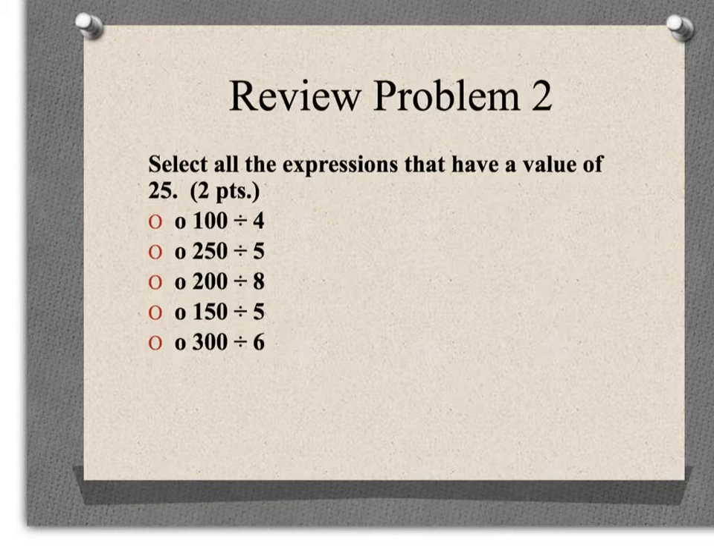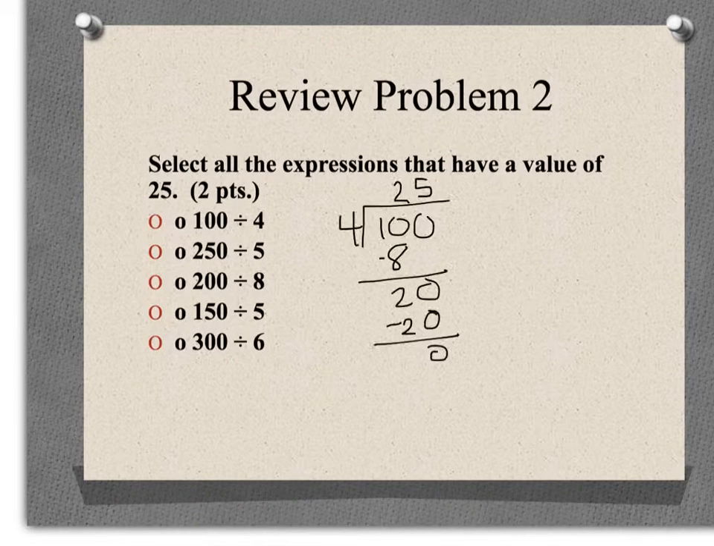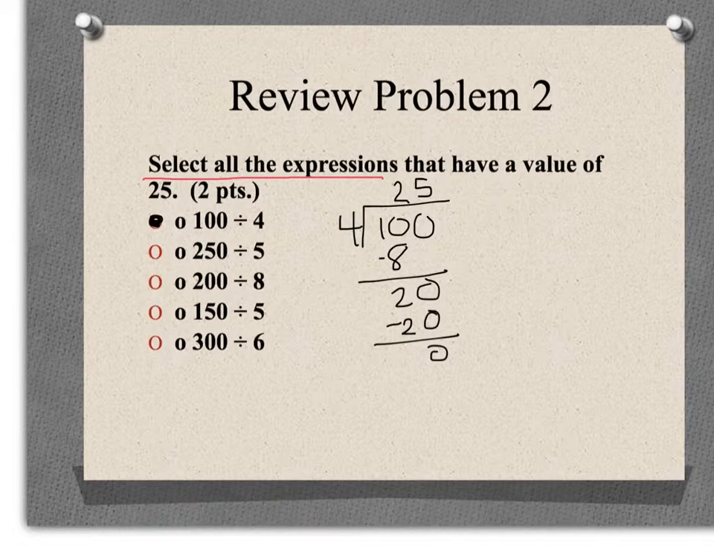The first problem I picked was number 2. When I was walking around during the review and working with students yesterday, I saw people quickly solved 100 divided by 4 and marked their answer. When students found 100 divided by 4 was 25, they marked the choice and moved on. But remember, the key here is select all the expressions that apply, meaning there could be more than one correct answer, and you need to check all the possible problems.